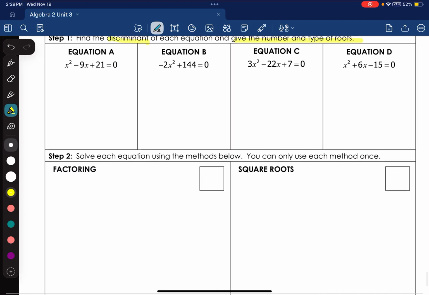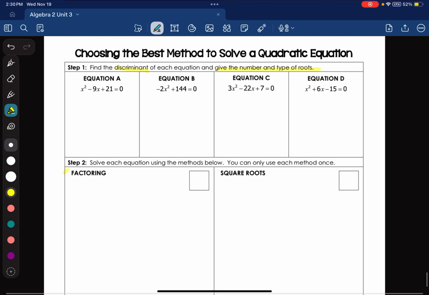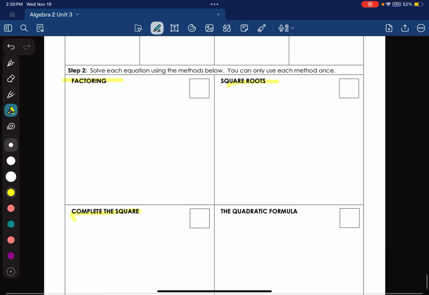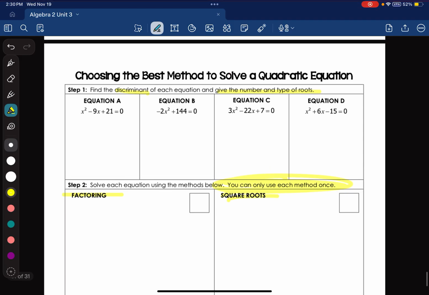Then from there, based on that information, we are then going to place each of these equations in one of these 4 boxes. And we can only use each method once. So we're going to use process of elimination to help us find each of the equations' placement. We want to know what is the best method in our toolbox to solve these.